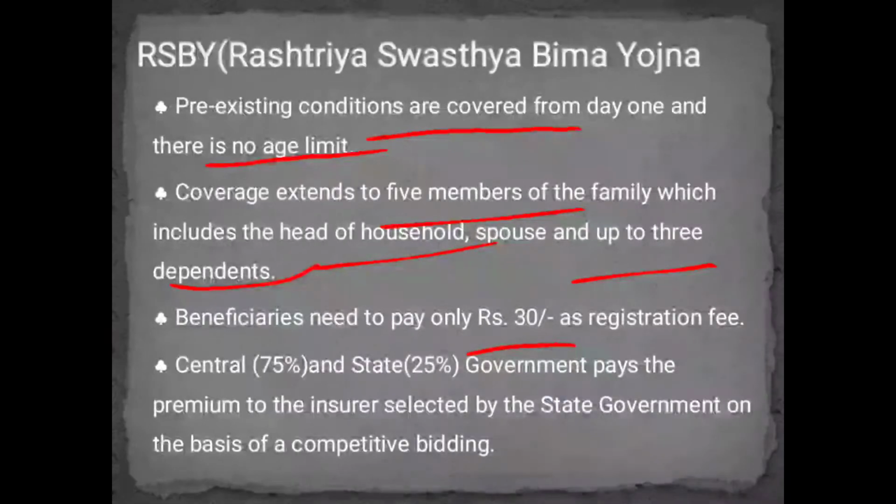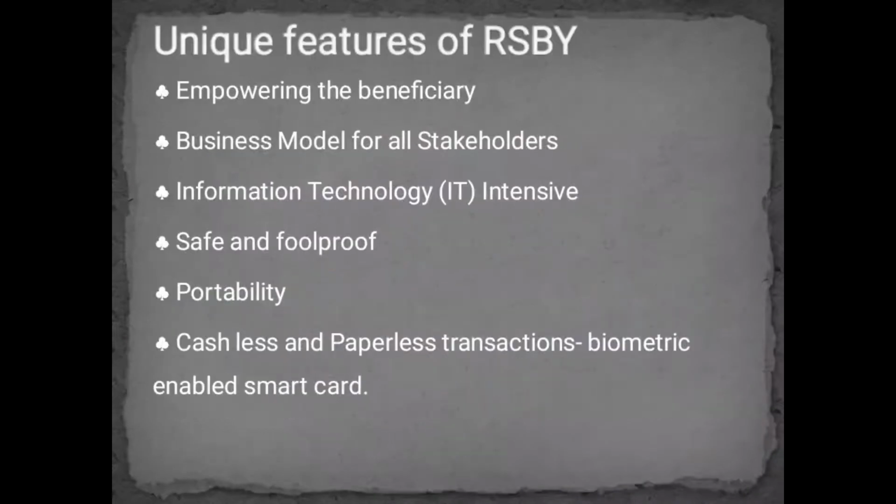For the RSBY facility, the central government pays 75% and the state government 25%, sharing the premium paid to the insurer selected by the state government on the basis of competitive bidding. So you are paying only 30 rupees, not as a premium but as a registration fee, and 75% of the premium is paid by the central government and 25% by the state government.